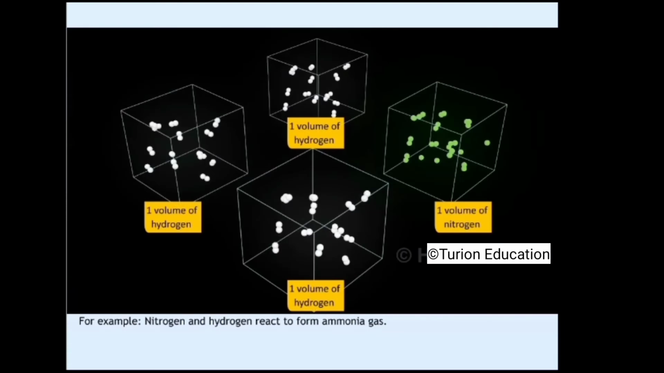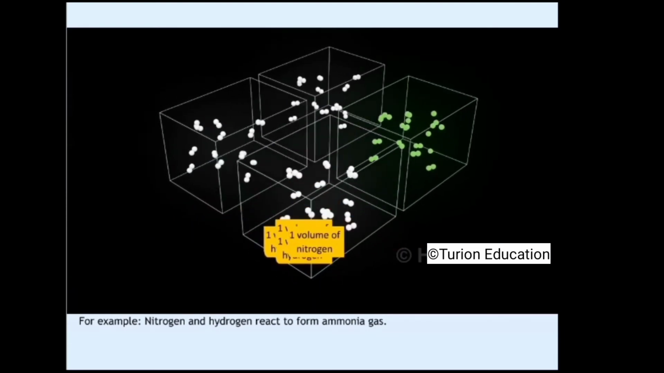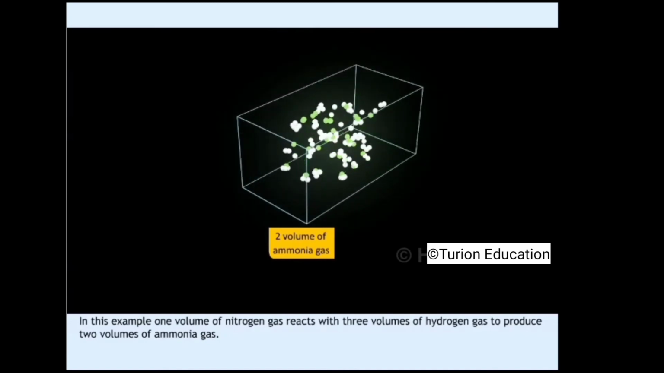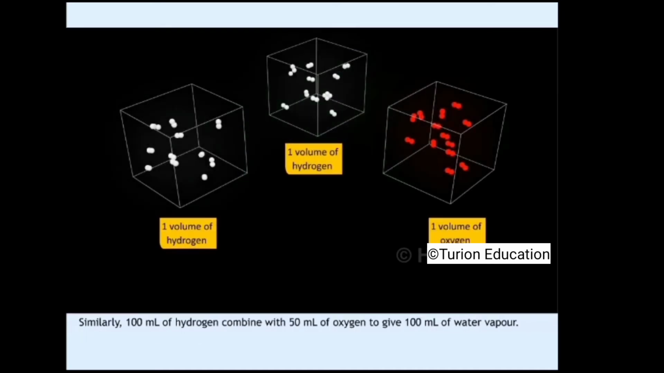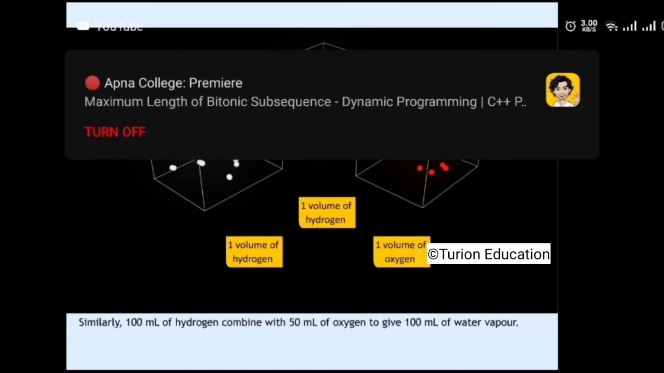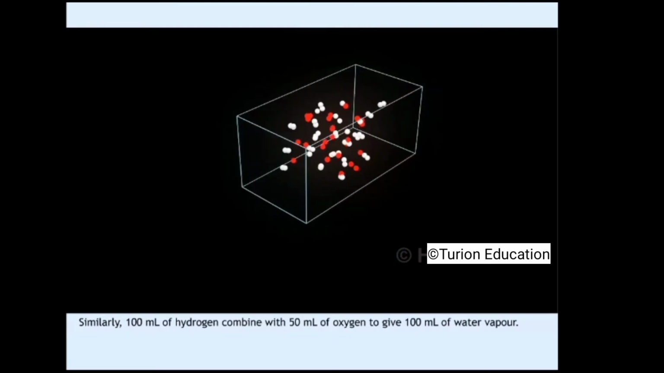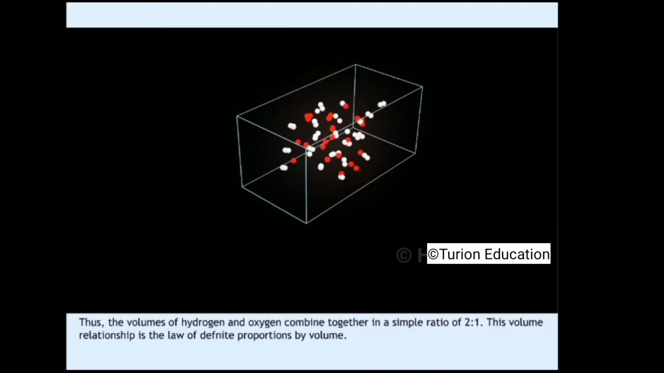For example, nitrogen and hydrogen react to form ammonia gas. In this example, 1 volume of nitrogen gas reacts with 3 volumes of hydrogen gas to produce 2 volumes of ammonia gas. Similarly, 100 ml of hydrogen combines with 50 ml of oxygen to give 100 ml of water vapor. Thus, the volumes of hydrogen and oxygen combine together in a simple ratio of 2:1. This volume relationship is the law of definite proportions by volume.